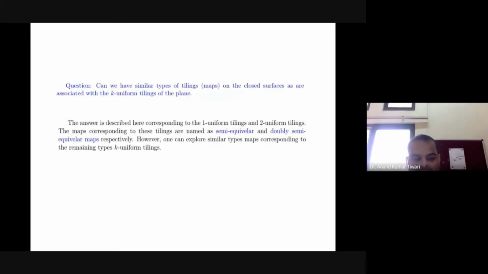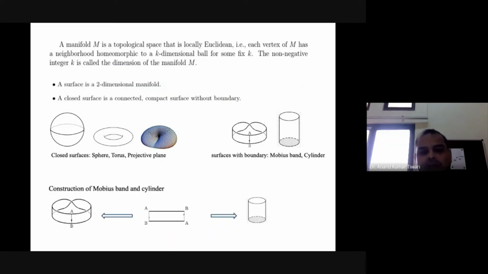Now the question occurs: we have talked about K-uniform tilings on the plane. Can we have similar types of maps, meaning locally similar maps, on closed surfaces? So I will introduce closed surfaces. A closed surface is a connected compact two-dimensional manifold. And we know a manifold is a topological space which is locally Euclidean.